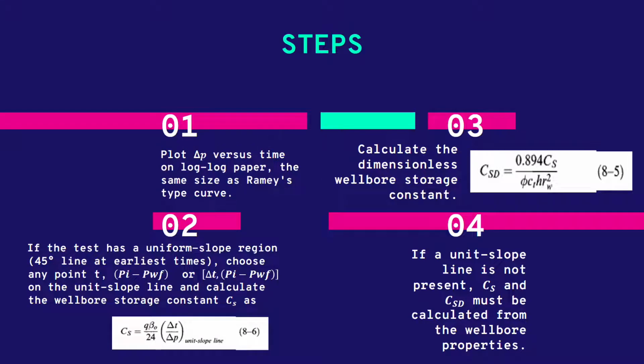Step 1. Plot delta P versus time on log-log paper the same size as Ramey's type curve. Step 2. If the test has a unit slope region, a 45 degree line at earliest times, choose any point on the unit slope line and calculate the wellbore storage constant CS. Step 3. Calculate the dimensionless wellbore storage constant. Step 4. If a unit slope line is not present, CS and CSD must be calculated from the wellbore properties.